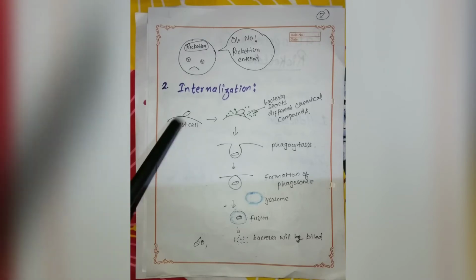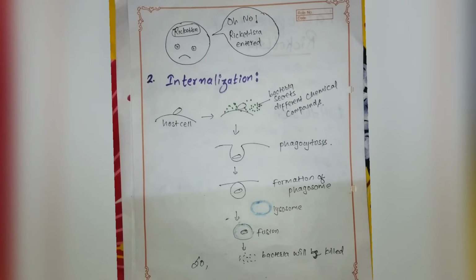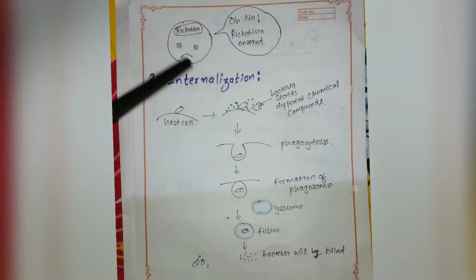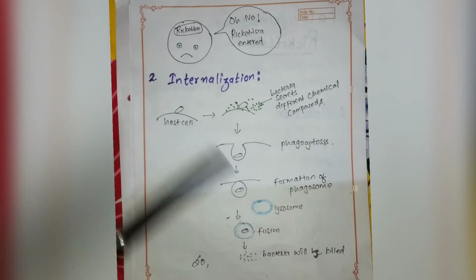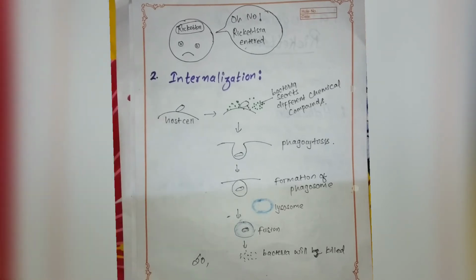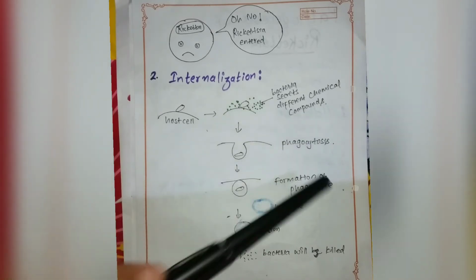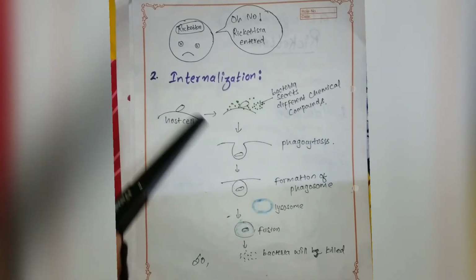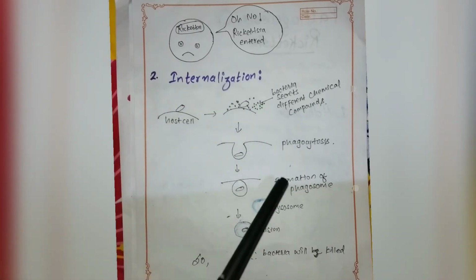Next process is internalization. When the bacteria attaches to the host cell by the help of adhesion protein, what will it do? The bacteria will secrete different chemical compounds. This green color is actually, I'm trying to show you, the different chemical compounds. These chemical compounds help in the phagocytosis.